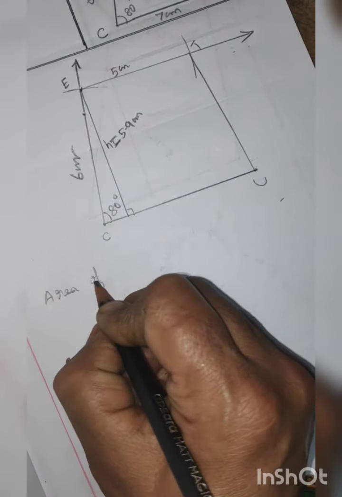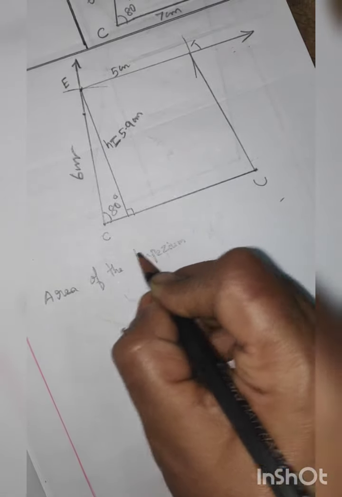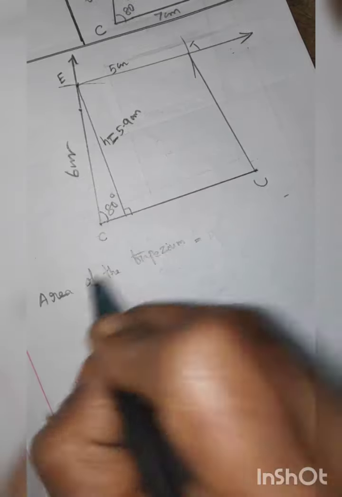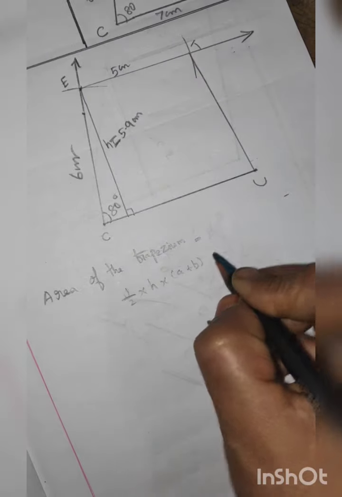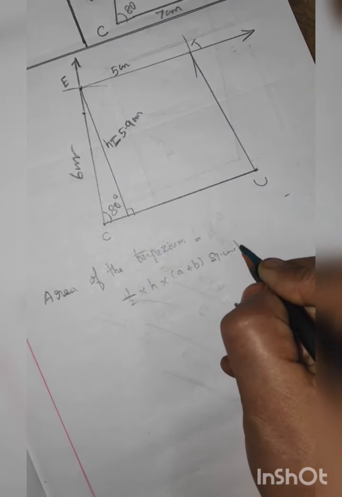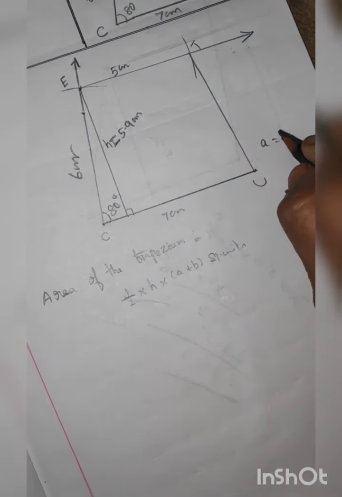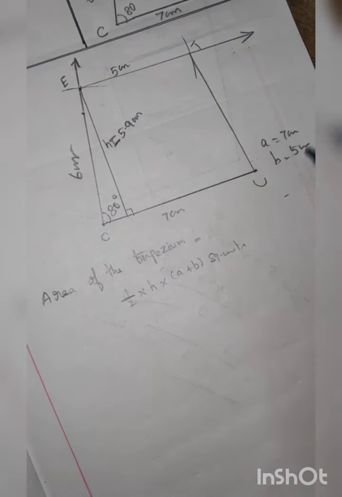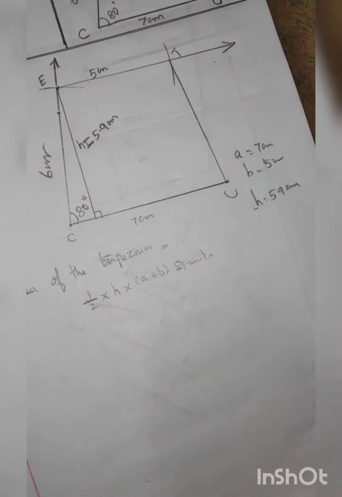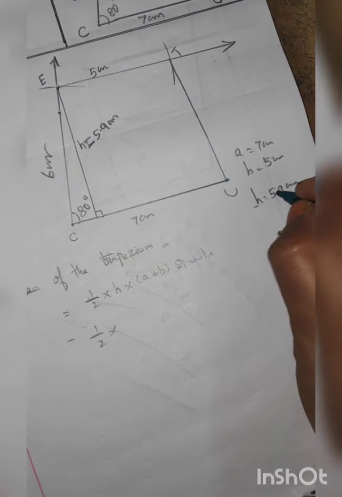Area of the trapezium equal to 1/2 into H into A plus B square units. Now what is the A value? A equal to 7 centimeter. B equal to 5 centimeter. And H equal to the height, 5.9 centimeter. Equal to 1 by 2 into H value, equal to 5.9.